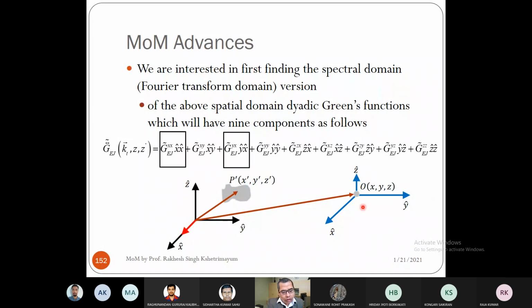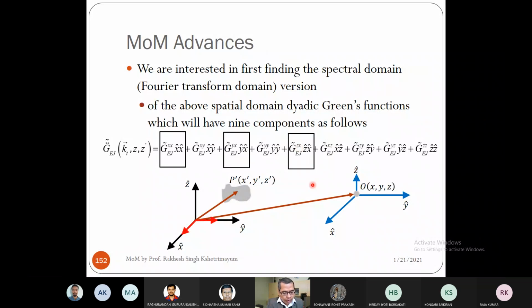And I can also observe this field along the y-axis. I have the same delta source directed along the x-axis, and I am observing the field along the y-axis. That is called GYX. X is the source, Y is the observation direction. Similarly, for the same source, I can also observe along the z-axis. That is called GZX. The delta source is along the x direction, and I am observing the field along the z-axis.